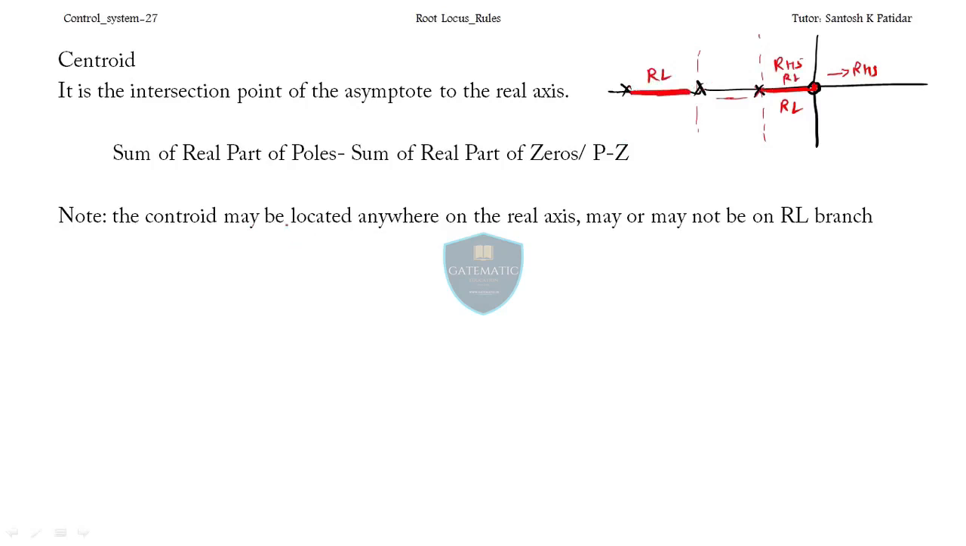Now what this note says is that the centroid may be located anywhere on the real axis, and may or may not be on the RL branches. Your centroid may lie at this point, which is not on the RL branch, or it may come over here. There is no such rule that the centroid should or should not be on the RL branches. Is it clear to you? Now I'll take one problem so everything will be clear to you.